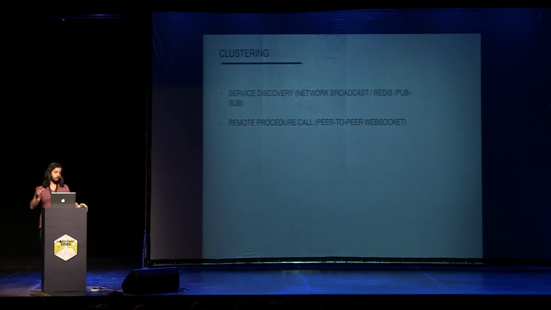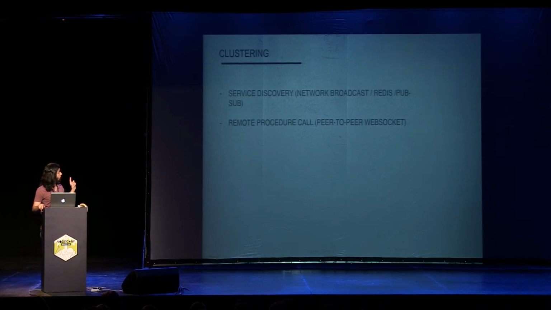But if you are running on Amazon, Amazon VPC doesn't support network broadcast. So you can use a Redis database using the publish subscribe pattern. We can just discover the other service. And we can use this to do the remote procedure call, which is basically calling a service from another server. And we do this using a peer-to-peer WebSocket based connection.